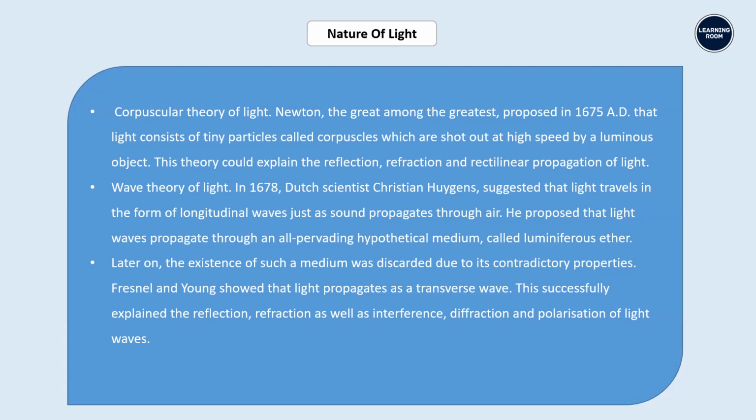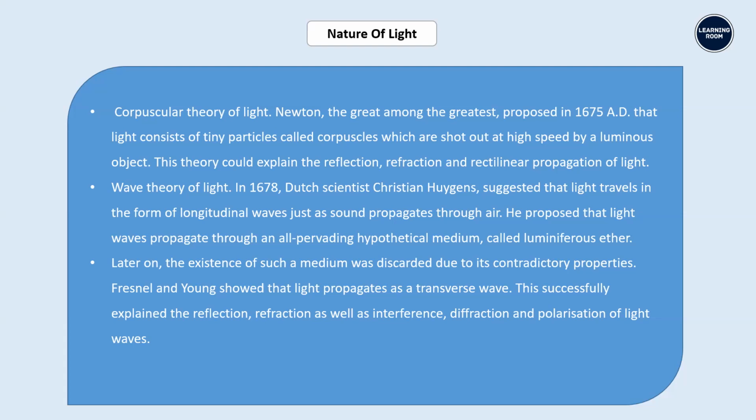So after 3 years, I can say what happened is in 1678, there was a Dutch scientist named Christian Huygens. What he proposed is that light does not travel in the form of particles, rather it travels in the form of waves. But here comes a twist again. Today we know that light is transverse in nature. But when he proposed it, he said that light travels in the form of longitudinal waves.